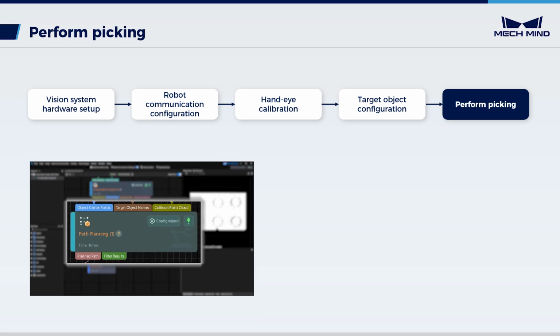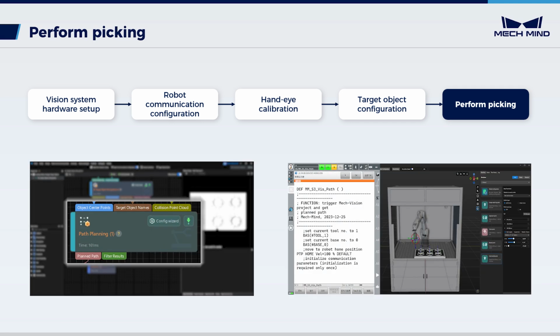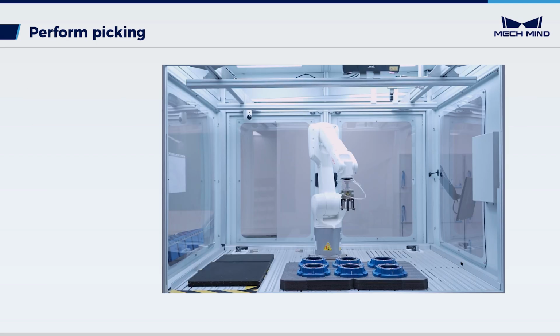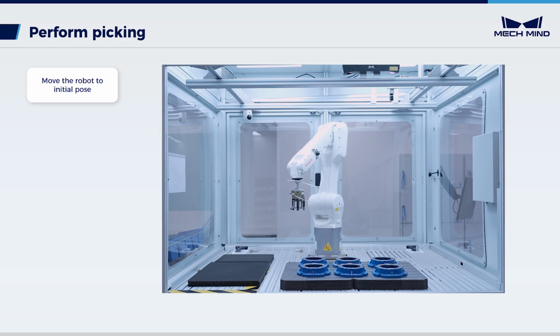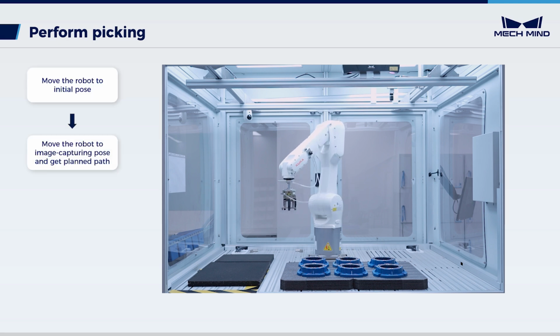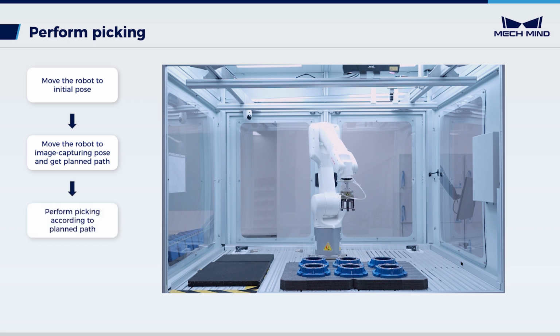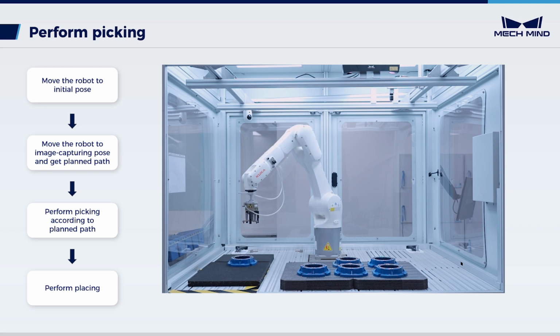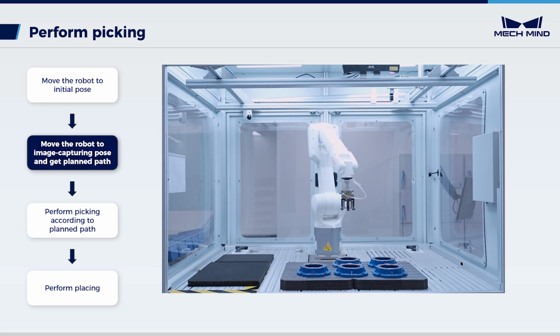in Mech-Vision, and then configure the pick and place program for the robot to achieve picking. To avoid collision, the operational steps of picking and placing are set as follows. Move the robot to the initial pose. Move the robot to image capturing pose and get planned path. Perform picking according to planned path. Perform placing. In the second step, the robot needs to get planned path from Mech-Vision by standard interface communication.